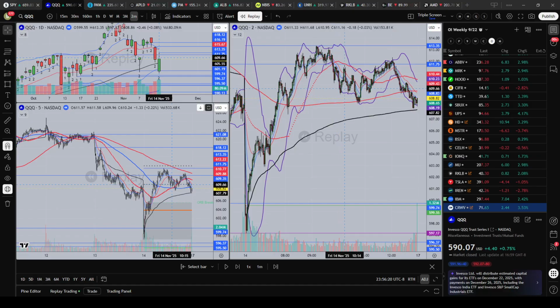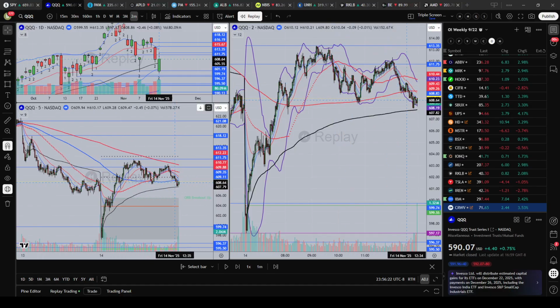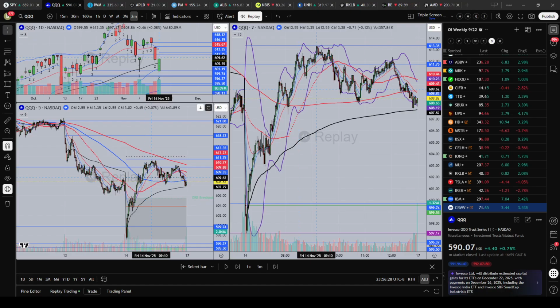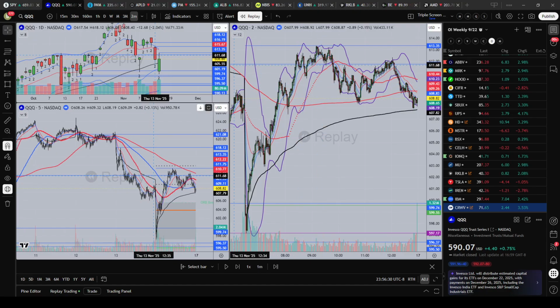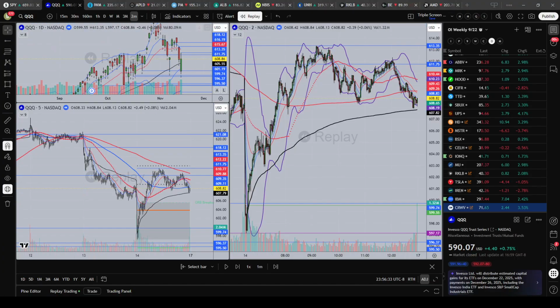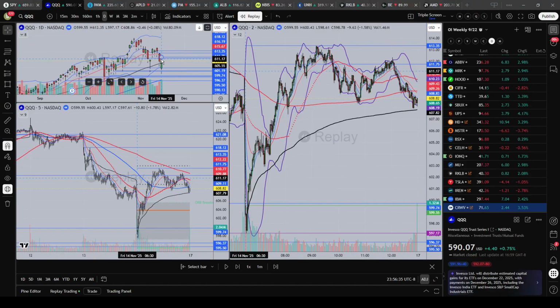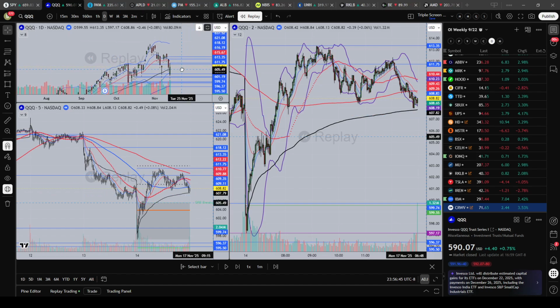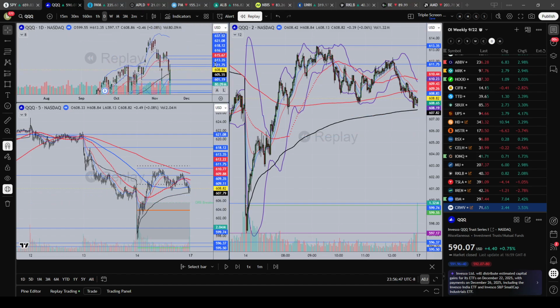Recently I've been doing a lot of these 0DTE trades on SPY, QQQ, IWM in terms of the major indices. What I'm going to do is walk through some of the trades that I took this week. I have it set in backtesting mode, or I guess replay mode, on TradingView. I'm going to walk you through what I consider good entries, how to take profit, and what goes on in my mind.